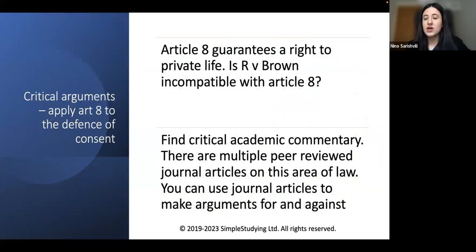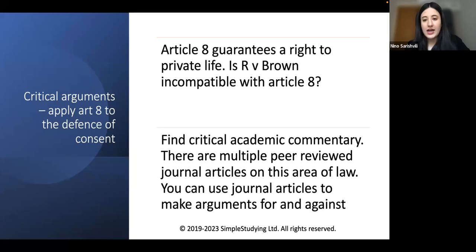Critical arguments: I suggest that you apply Article 8 and Article 14 of the European Convention on Human Rights. You could argue if R v Brown is incompatible with Article 8. I believe there are cases where the Strasbourg court has discussed this area of law, and you could have a look at the Strasbourg case law to find cases and what the Strasbourg court said about sadomasochistic activities.